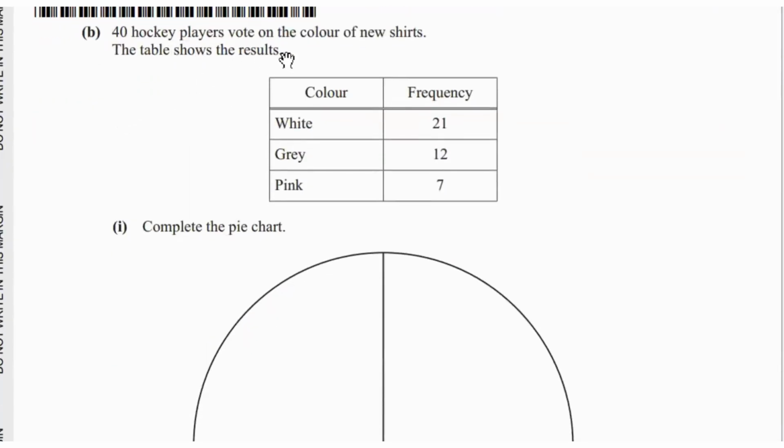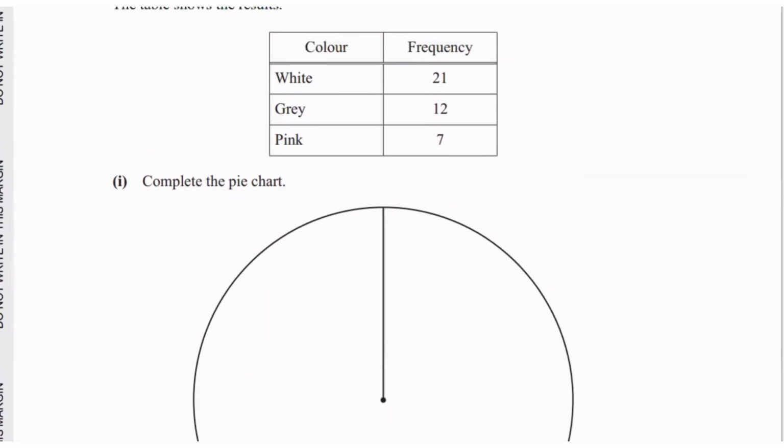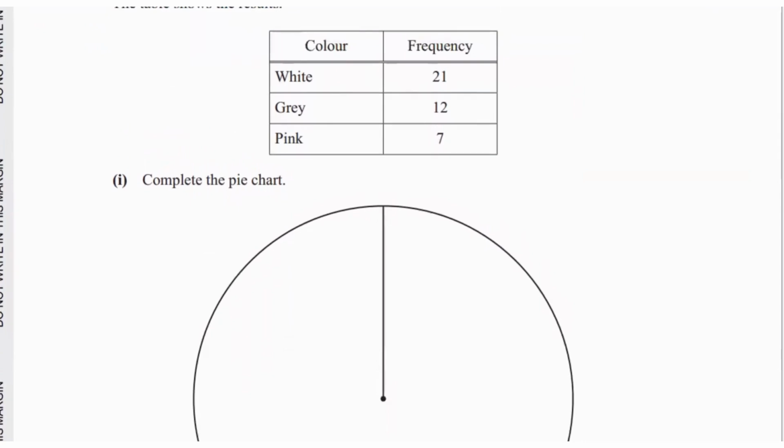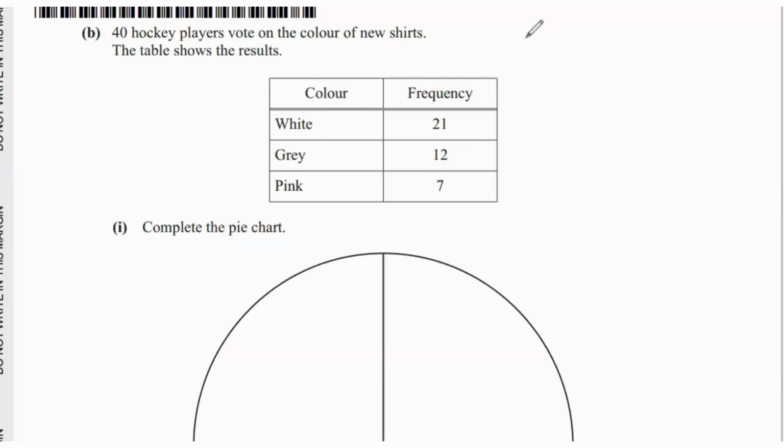Part B says 40 hockey players vote on the color of new shirts. The table shows the results. We have to complete the pie chart. So to complete the pie chart, we need the angles. So total players are 40. To find the angle for white, we'll do 21, which is the frequency of players who wear white, divided by the total hockey players, which is 40. And then we multiply this fraction by 360, which is the total angle of the pie chart.